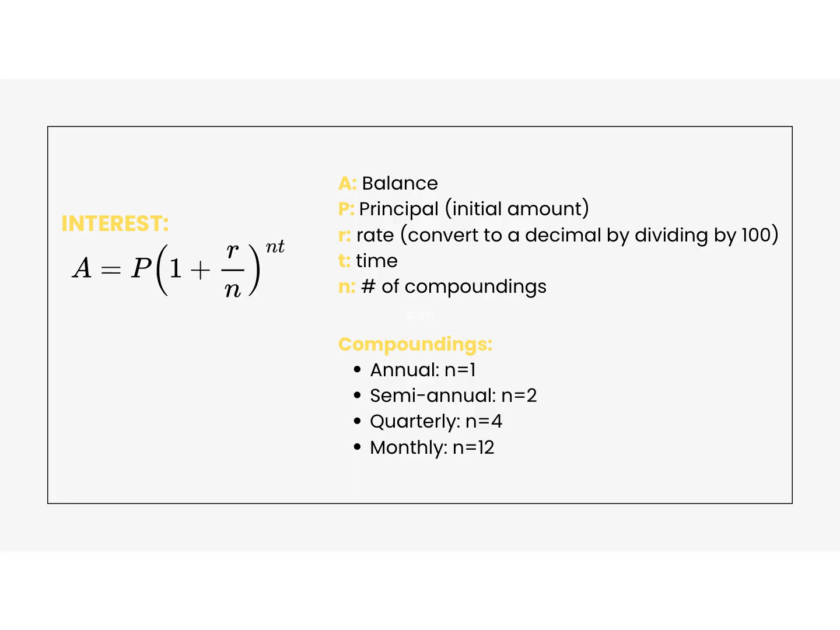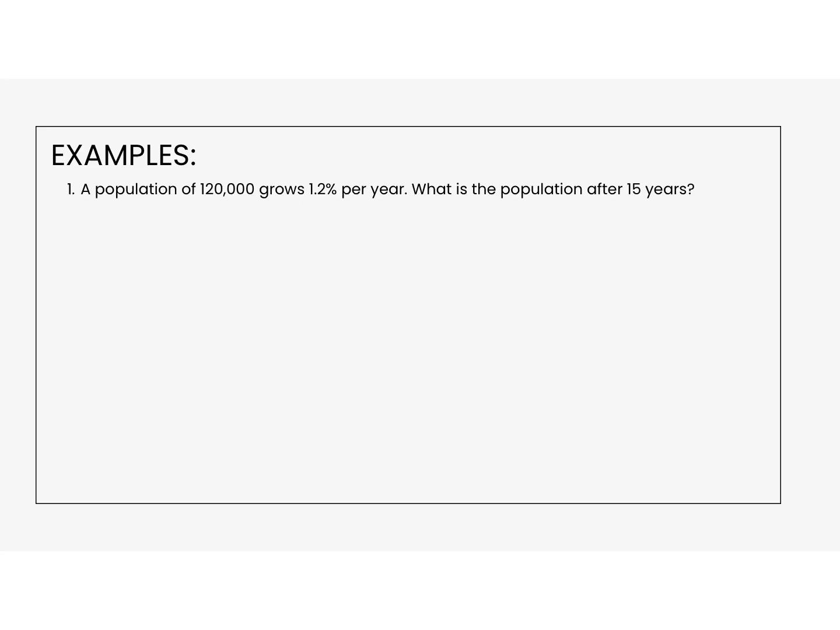So when we see compoundings, we might see compounded annually, compounded quarterly. That means how many times per year that interest is collected. So annually means 1, semi-annually is 2, quarterly is 4, monthly is 12. All right, so let's look at some examples here.